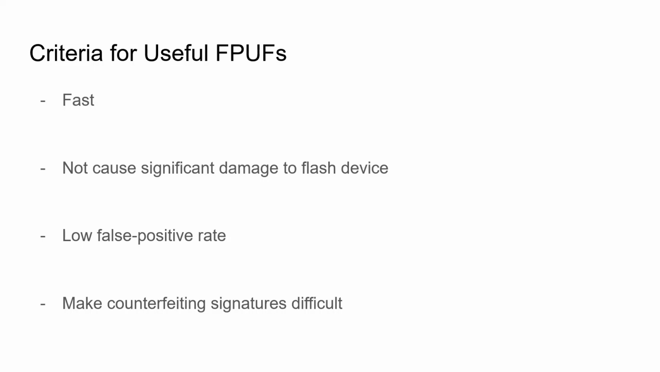Secondly, it should not cause significant damage to the flash device. This is bad for the end user in any scenario as it limits the lifespan of their device significantly. Third, there needs to be a low false positive rate, meaning that two flash chips should hardly ever produce the same signature, or else we will lose the uniqueness of any identifier and can reproduce cryptographic functionality. Finally, it should be hard to counterfeit signatures in order to decrease the likelihood of malicious actors exploiting our system.